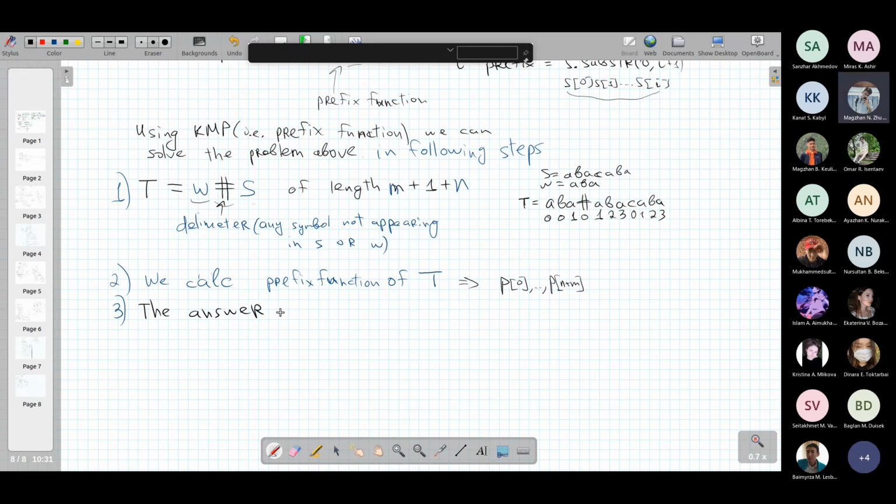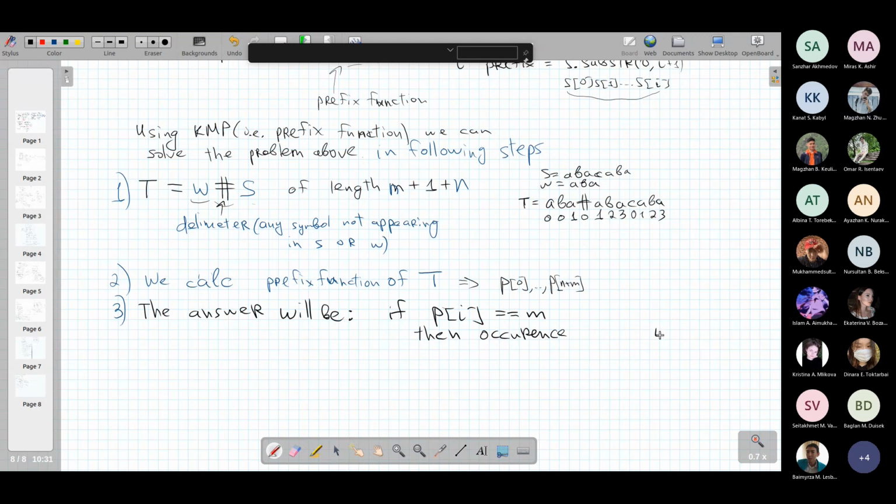So the answer will be: if P of I is equal to m, right? So the length of the word, then there is an occurrence. In what positions does the occurrence happen then?